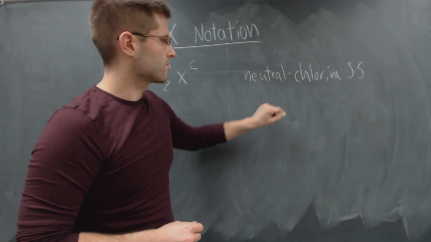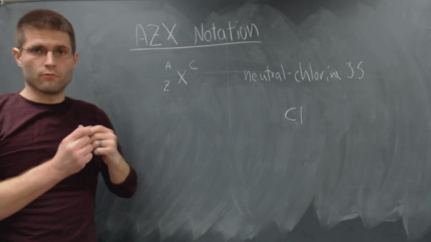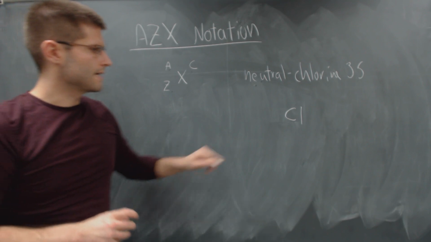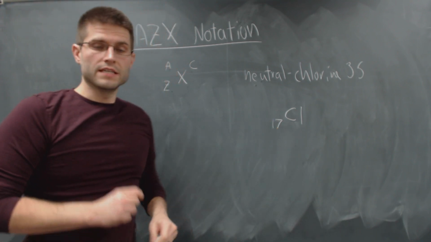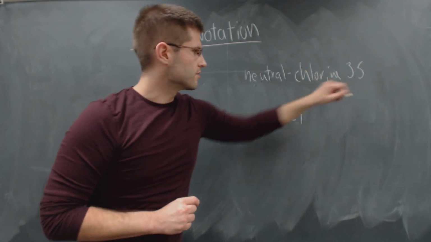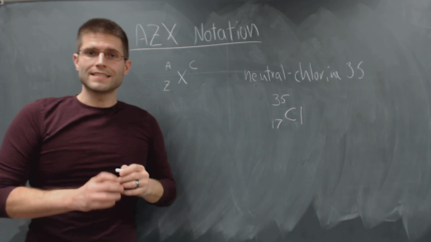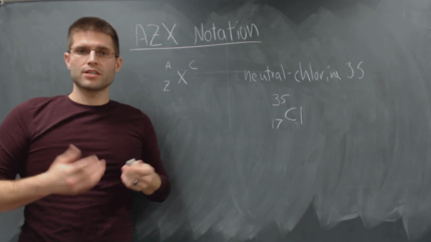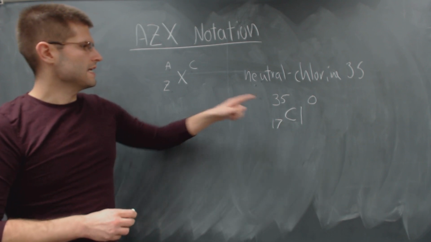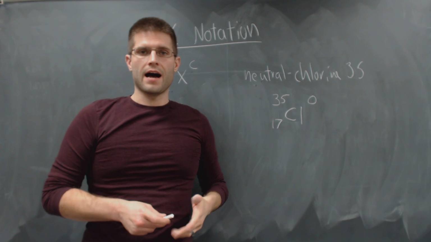Let's write out the AZX notation for neutral chlorine 35. We know that the atomic symbol for chlorine is Cl. We found that by looking at the periodic table. The number under Cl on the periodic table is 17. That will be the number of protons. The mass number is this 35. It was given in the problem. And then the charge, since I said this was neutral, there can't be a charge associated with this atom, so it has to be a 0. If this was anything other than a 0, this wouldn't be called an atom, it would be called an ion.